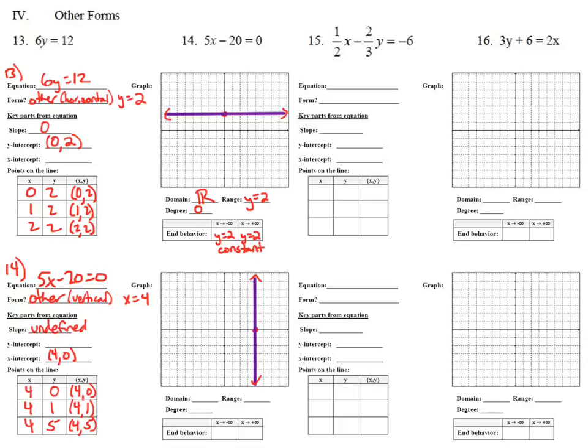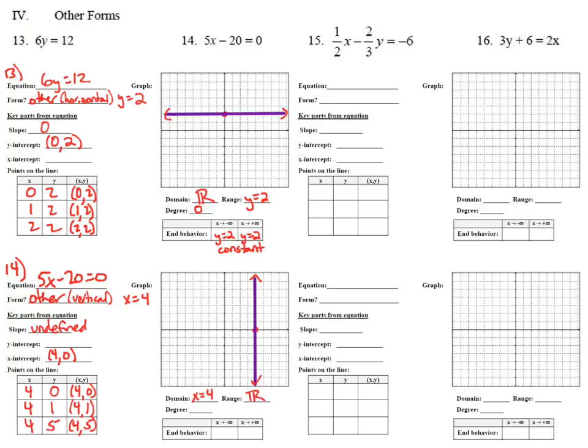So domain and range are going to look a little bit different here as well. Remember, for the domain, we always have our x value of 4. That does not change. But our y value, as we're going up and down, it can be anything. So we're looking at all real numbers for the range.